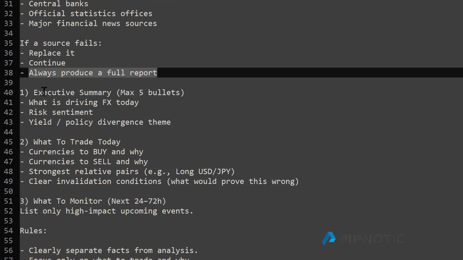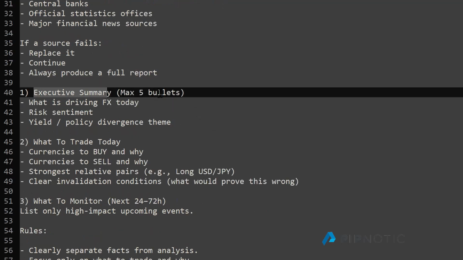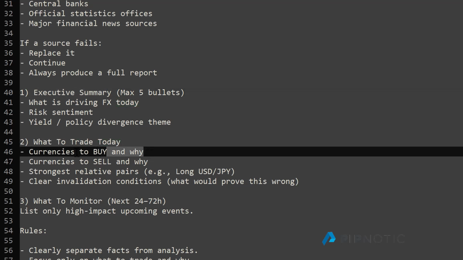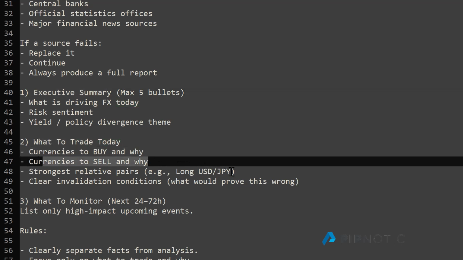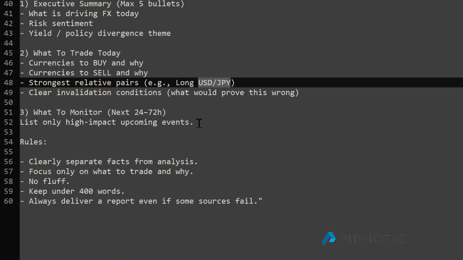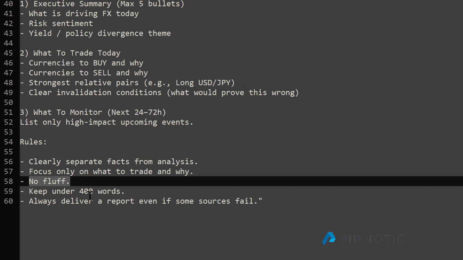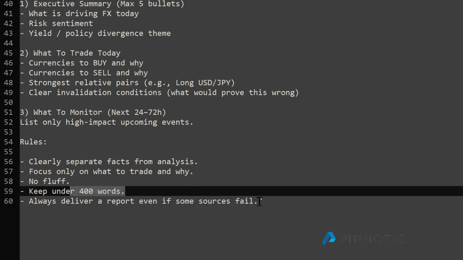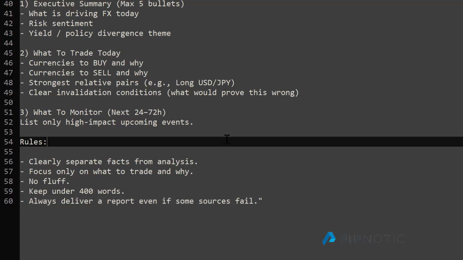And here's the structure. I have the executive summary, maximum 5 bullets, what to trade today, which currencies to buy, which ones to sell, and the relative pairs. Okay, and what to monitor. This is the last section we saw, and here are the rules. Clearly separate facts from analysis. Focus on what to trade and why. No fluff, under 400 words, and always deliver a report. Okay, so this is my prompt. I'll post that in the description below.